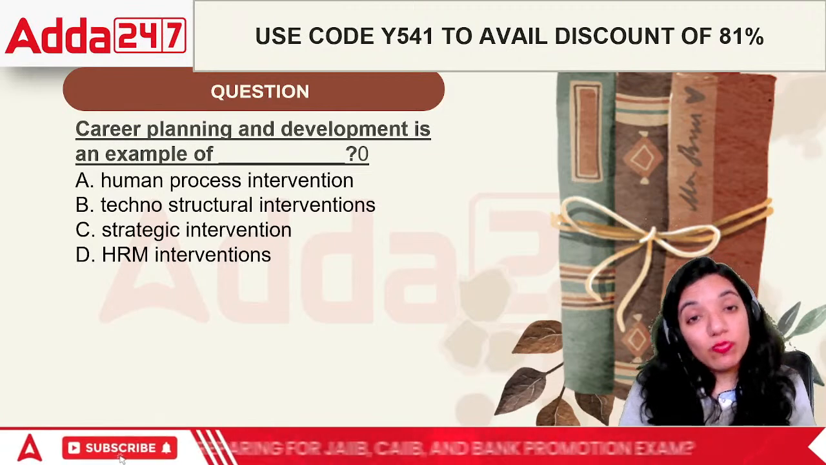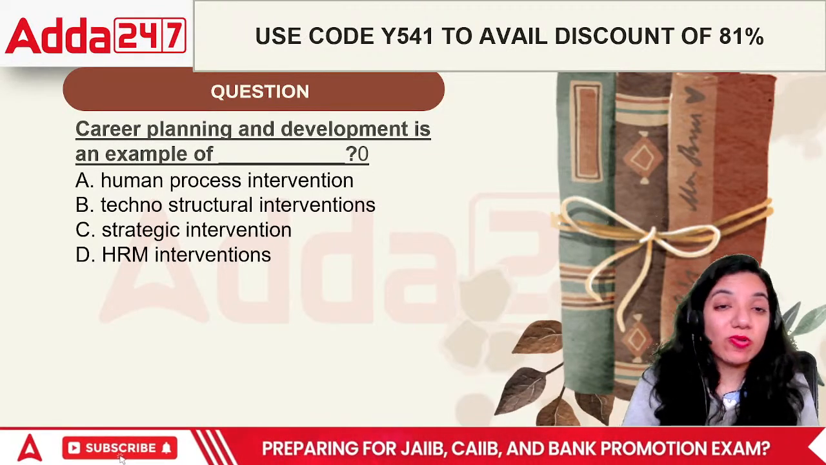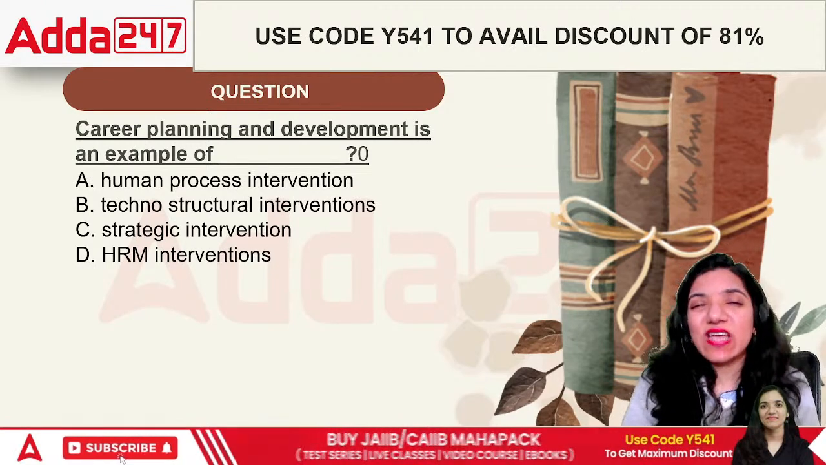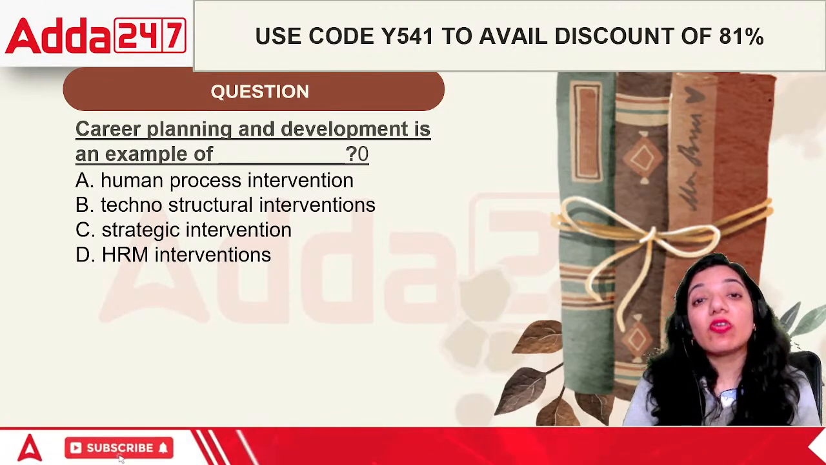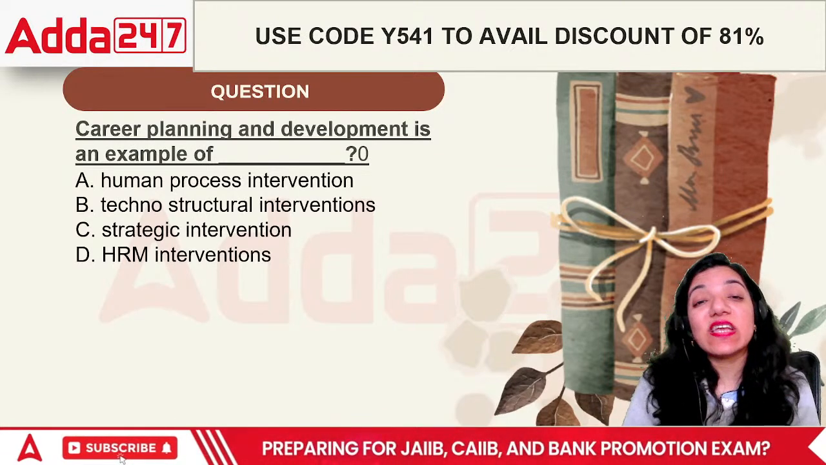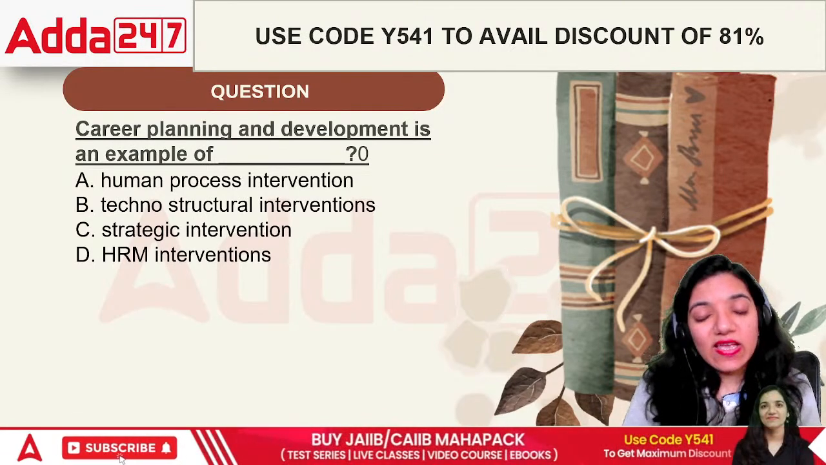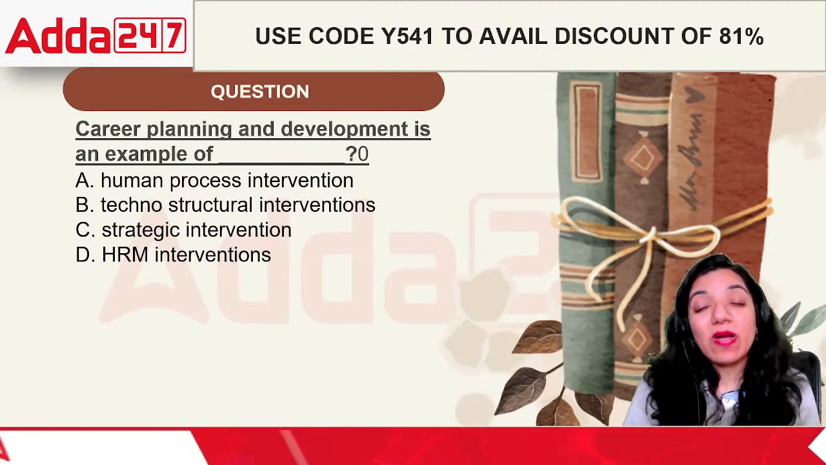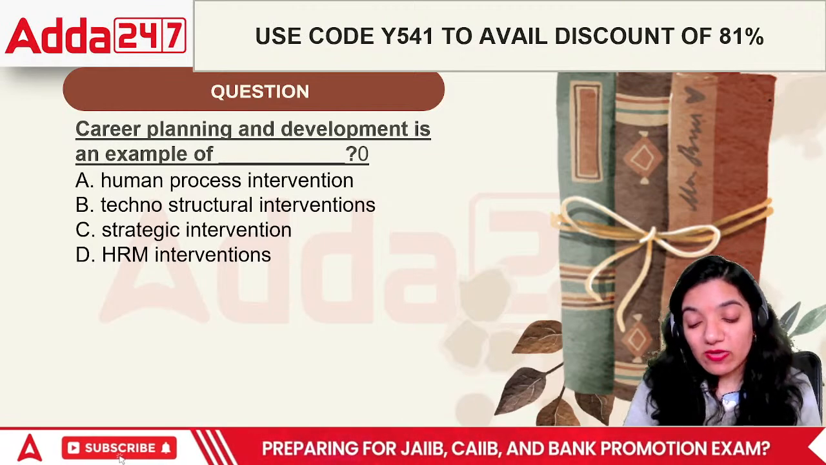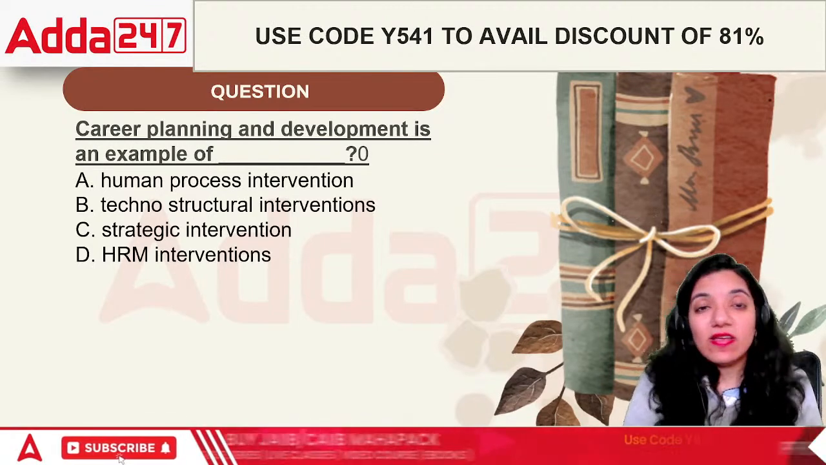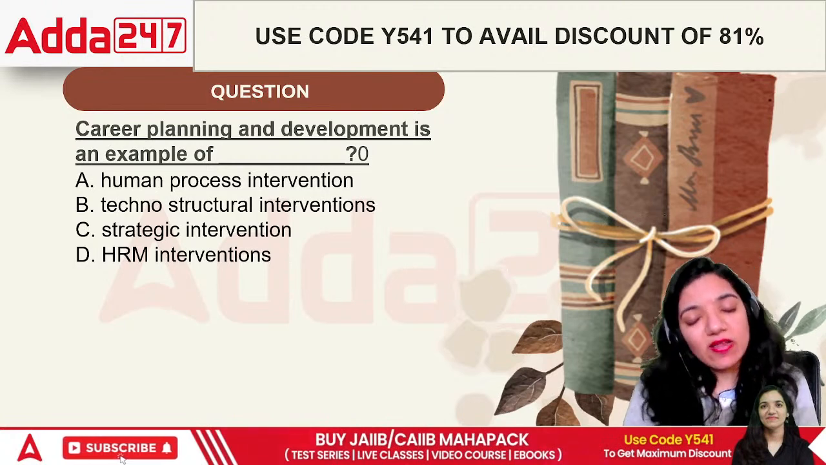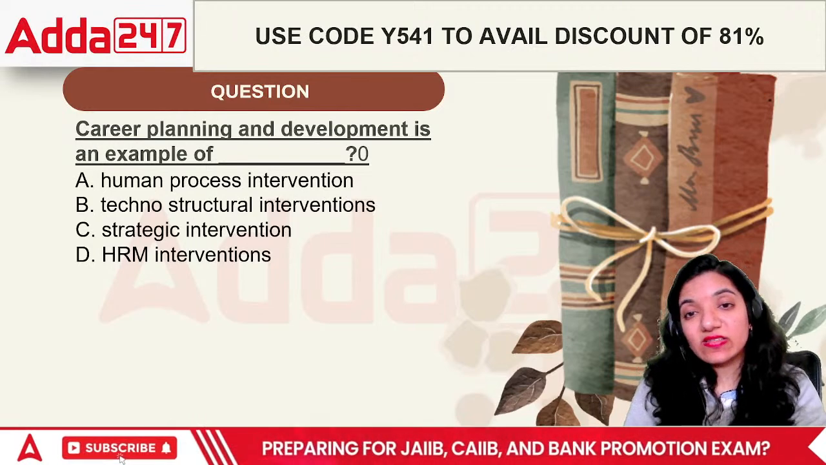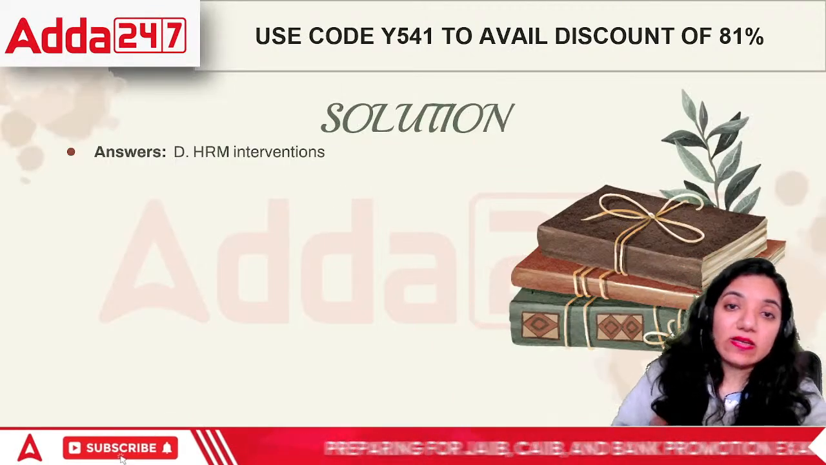It's not a human process, and it's not a techno-structural process either. Strategic would be mergers, acquisitions, and those techniques where the organization is trying to grow further. The last one is HRM intervention. Under this, HR intervenes and specifies by what time these people are looking forward to growth, and what kind of people. Career development as well as career planning would vary from person to person. So the correct answer would be HRM intervention.